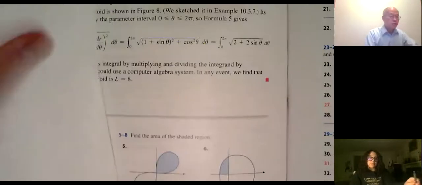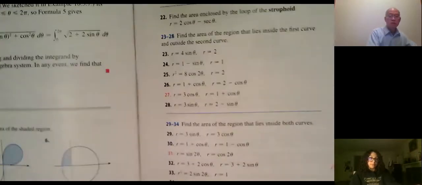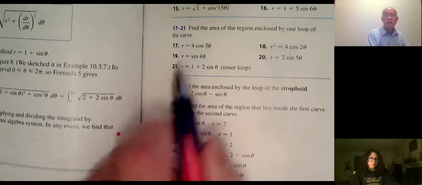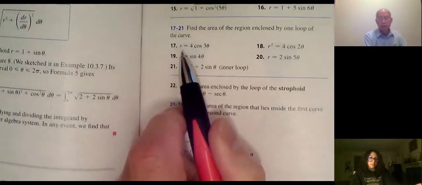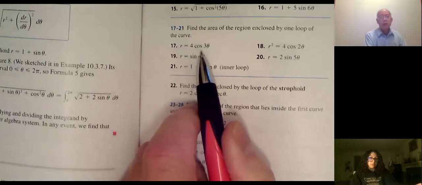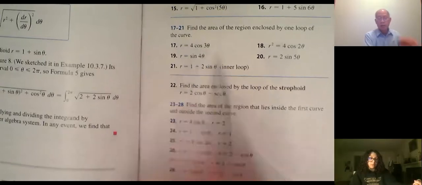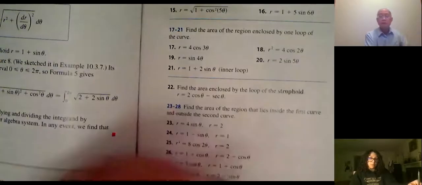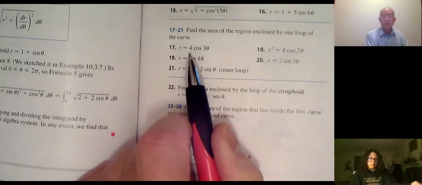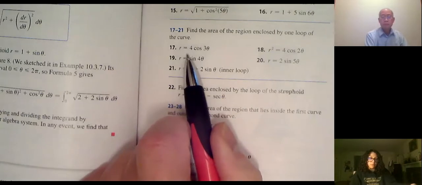Okay, 17. Find the area enclosed by one loop, r equals 4 cosine 3 theta. So I don't have to draw the entire graph, so I'm not going to use up one of these valuable pieces of paper. I just need to come up with one loop somehow of 4 cosine 3 theta.